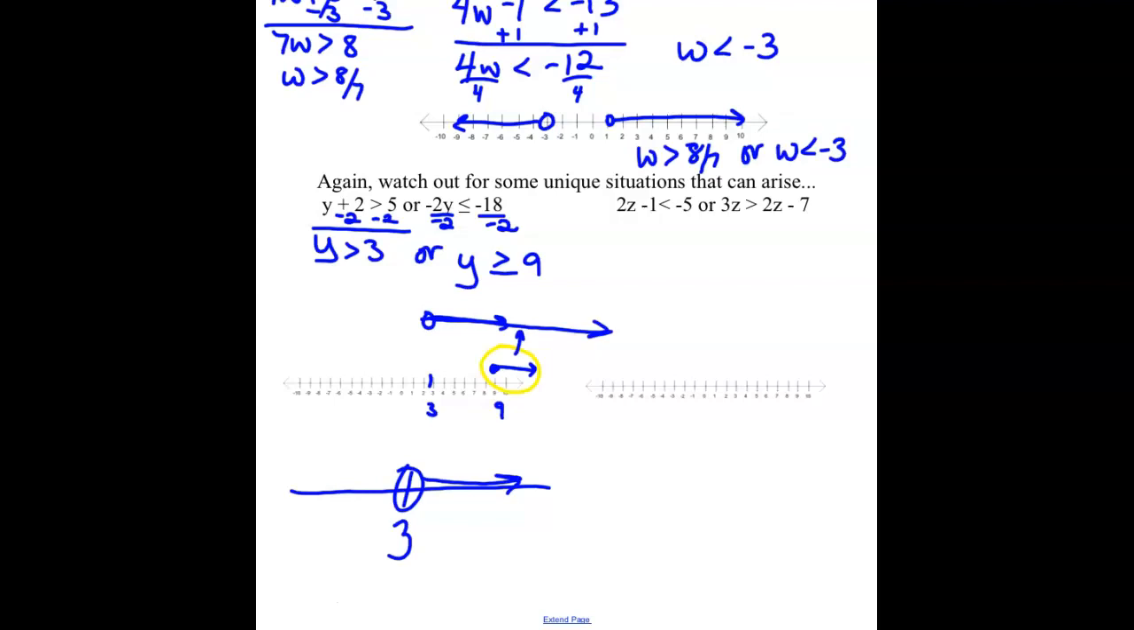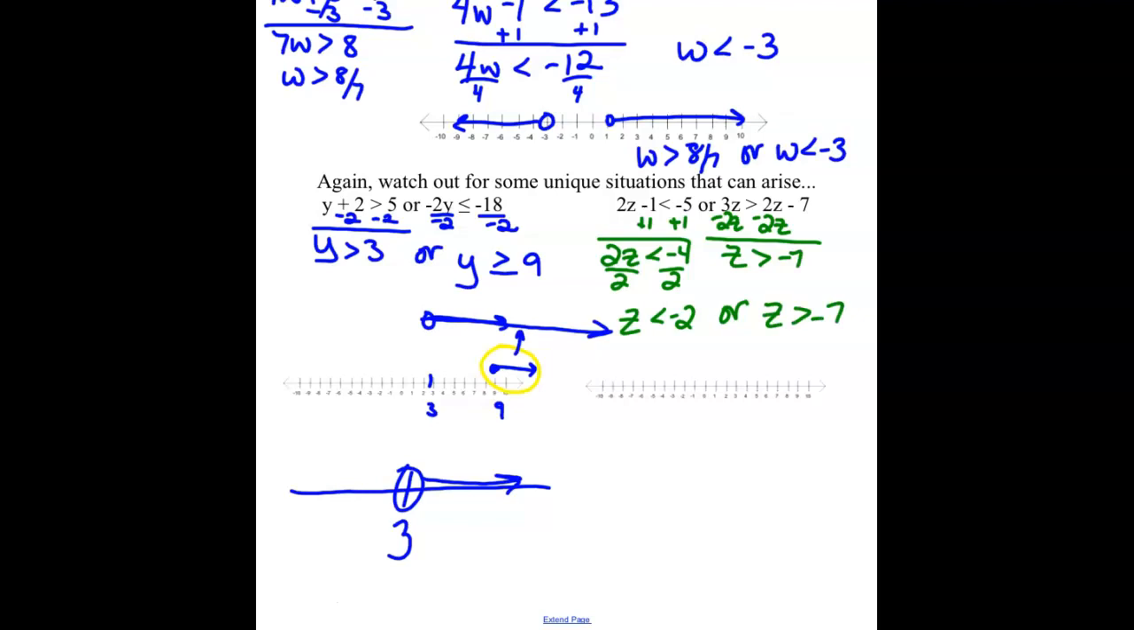All right, our last one here, we're going to add a 1. So 2z is less than negative 4. Divide out the 2, and we have z has to be less than negative 2. Or, to solve this one, I'm going to get the z's on one side, so I'm going to subtract those two z's to the other side. That leaves me 1z being greater than negative 7.